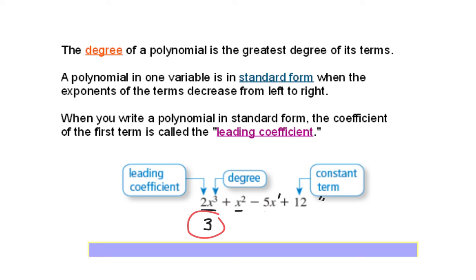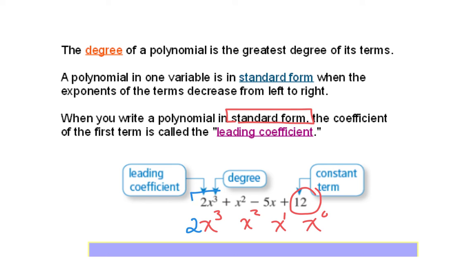We talk about a couple vocab words here. This last term that's by itself, we call that the constant term. So it has no variable with it. It's not changing as the variable changes. We talk about polynomials being written in standard form. Standard form looks like this. We call it decreasing order of exponents. So we have an x to the third, an x to the second, an x to the first, and an x to the 0. That is considered standard form. If they're mixed up, we rewrite them and put them in standard form. When we write them in standard form, the number in front of the highest degree term is called the leading coefficient.